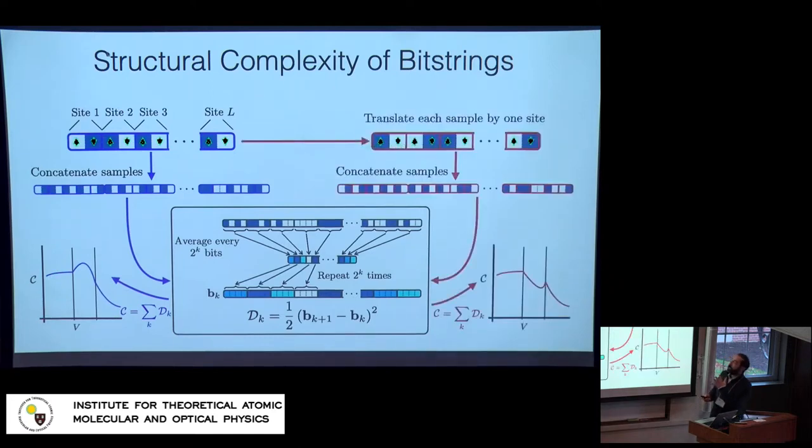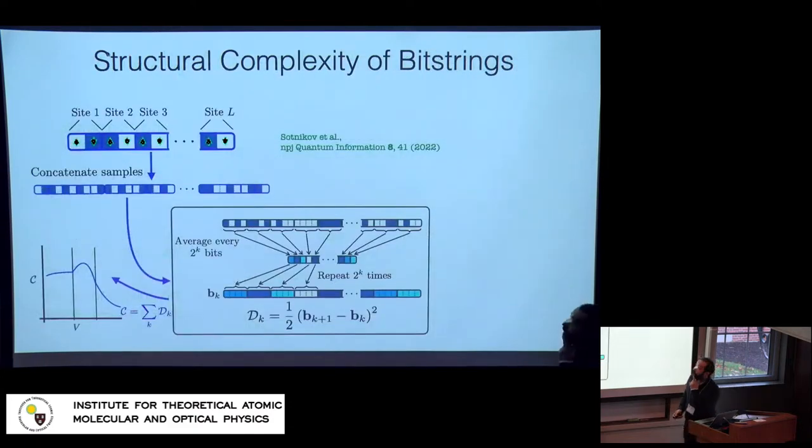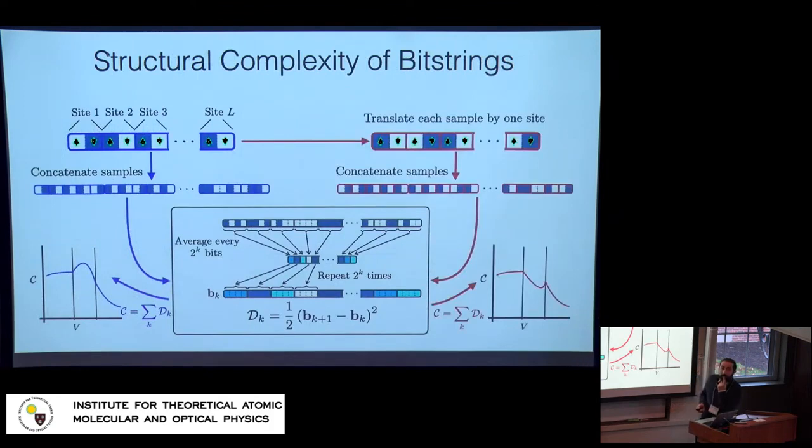We do one other thing, and that is we translate our bit strings by 1 site and repeat the same process. When you do that, you change the number of strong bonds, it turns out, in your bit strings if you're in the BOW phase, and that can affect the behavior of this complexity measure in the BOW phase. So in the interest of time, let me just... So you go from zeros and ones to basically rational numbers, right, in your intermediates? Yes, you do.